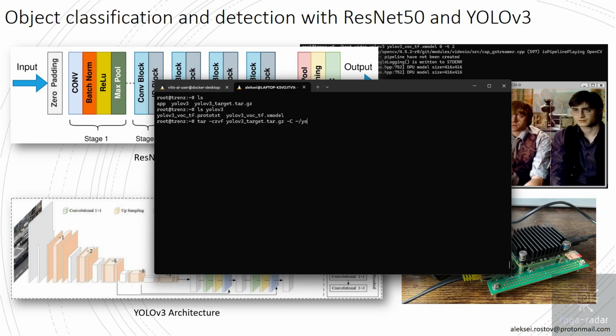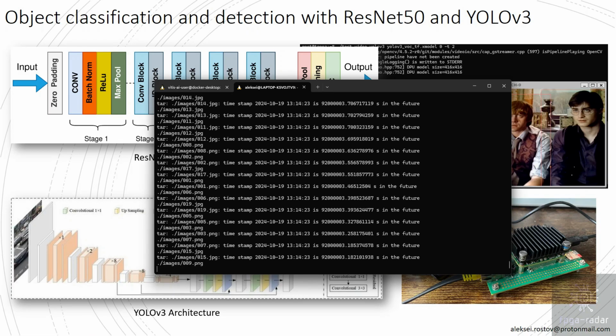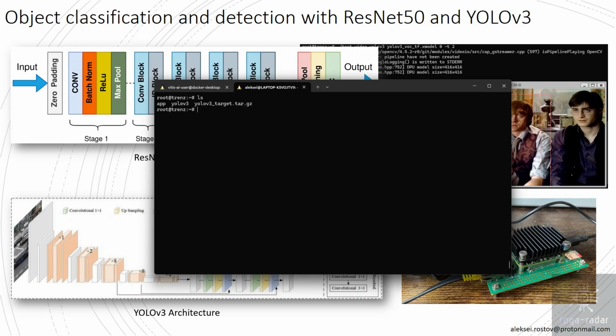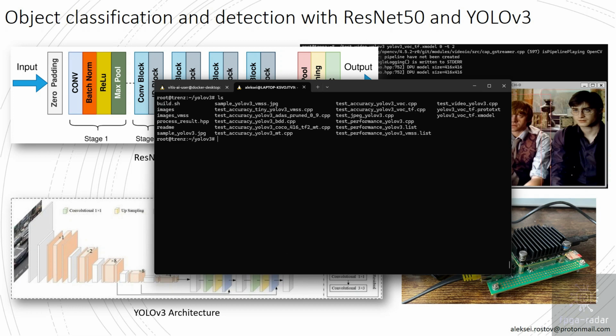We will need YOLOv3. Okay, sorry, I have to change the argument. It's X instead of. Okay, here we are. Okay, let's go to YOLOv3. Yeah. Okay, so besides the two files that were copied earlier, here I have C++ sources for my example.